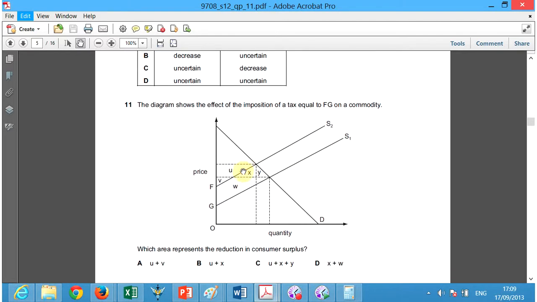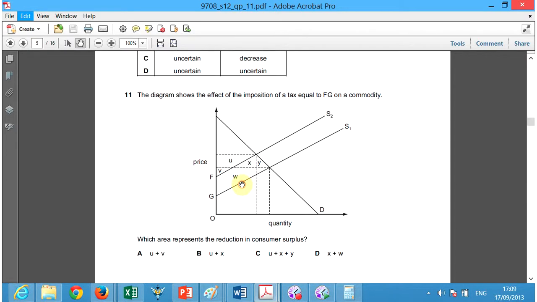Number 11. The diagram shows the effect of an imposition of a tax equal to FG on a commodity. Which area represents the reduction of consumer surplus? Okay, a quick review. Consumer surplus is this triangle below the demand curve and above the equilibrium price. At every point along this demand curve, I'm willing to pay this price.